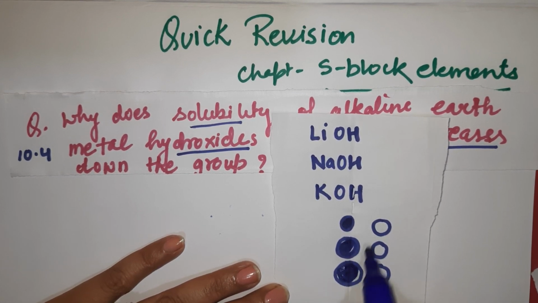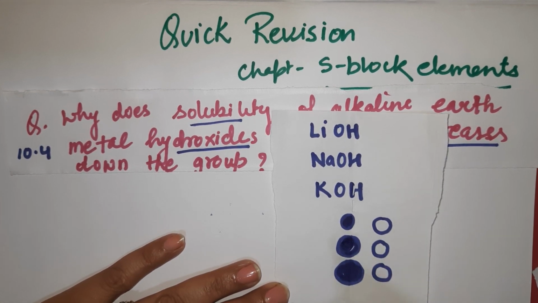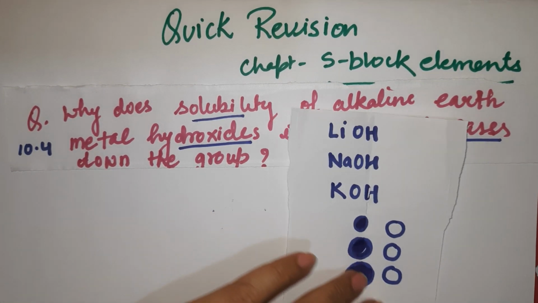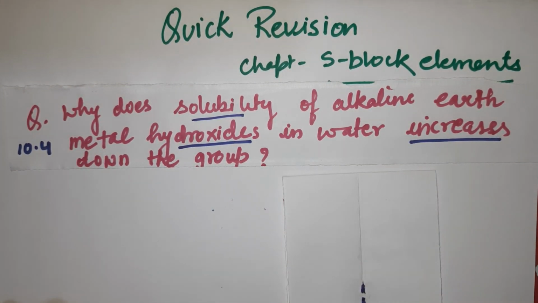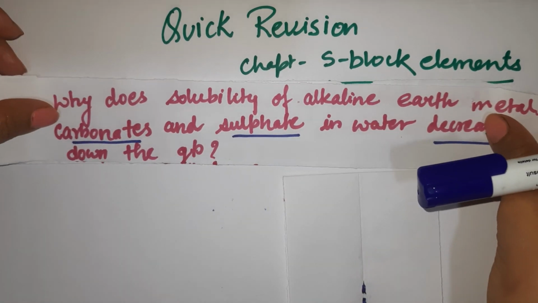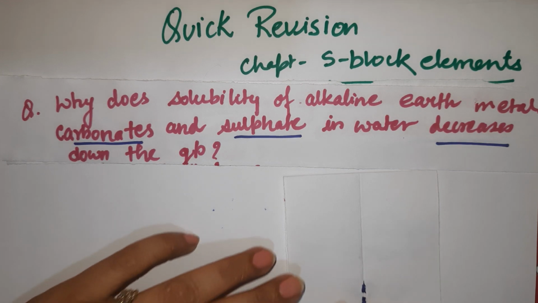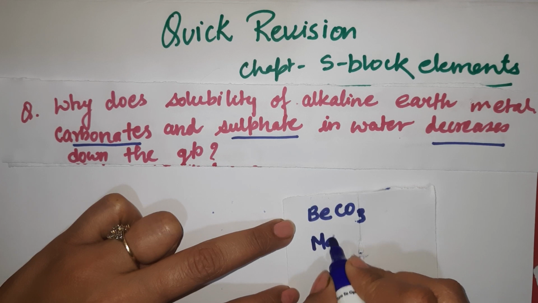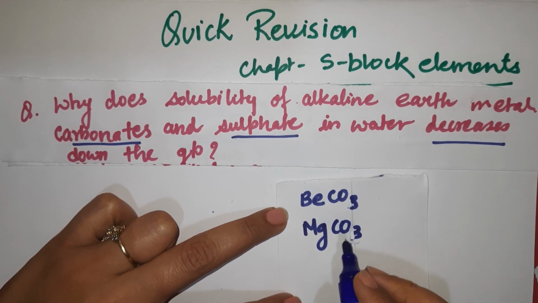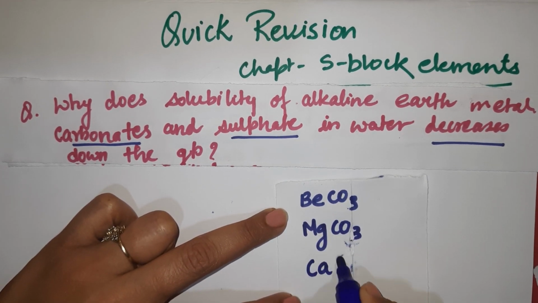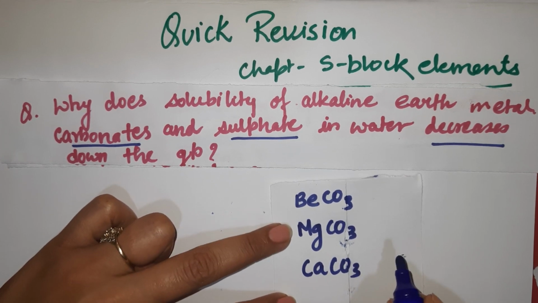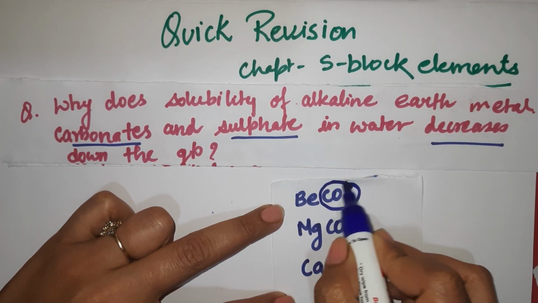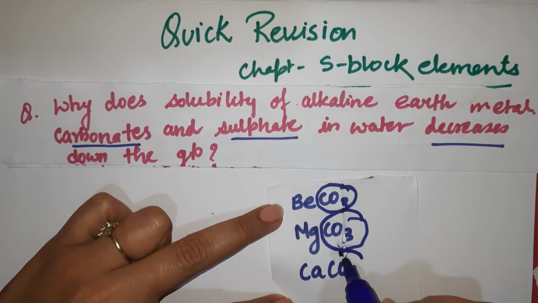Okay, because the hydroxide is the same and hydroxide is a small OH ion. Now if we understand the second question, which was about carbonates and sulfates, why the solubility of these decreases, MgCO3 and so on. So the size of the carbonate is very large.